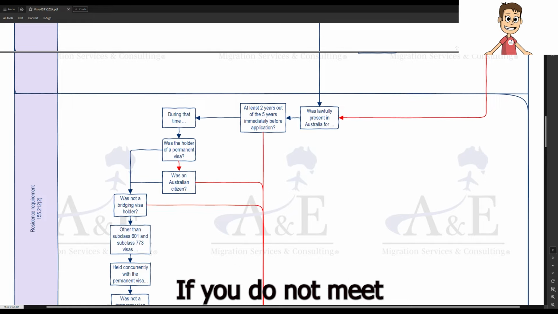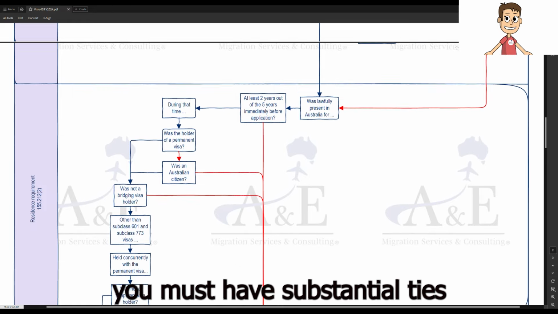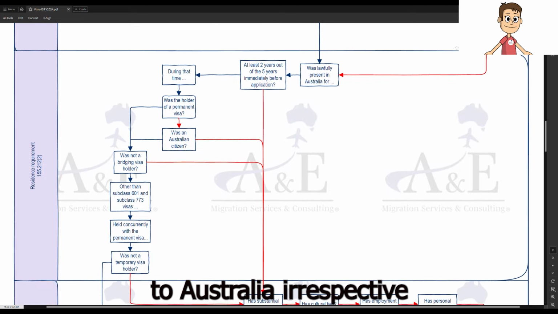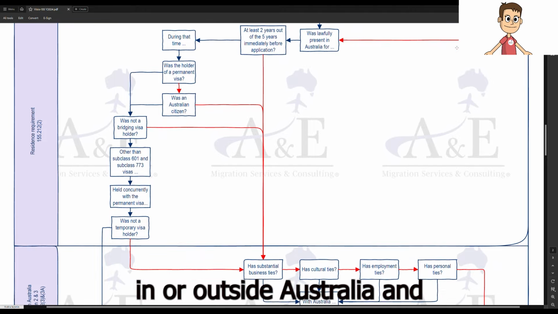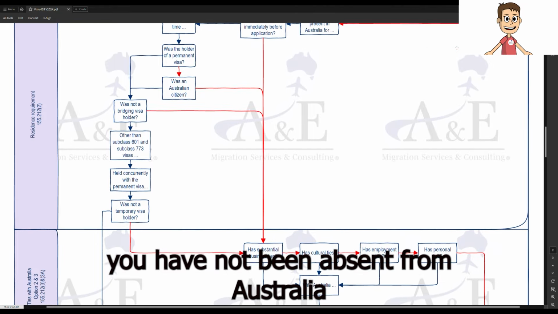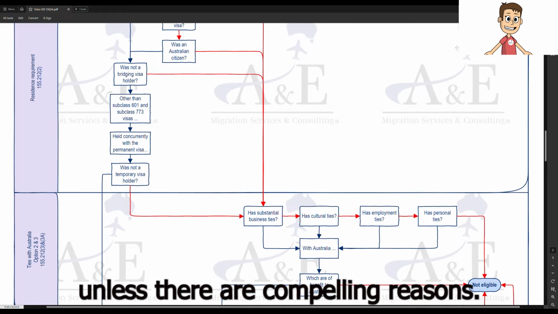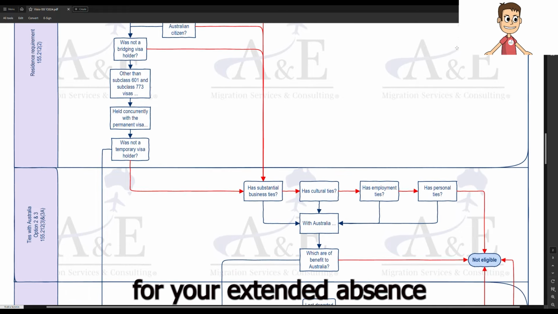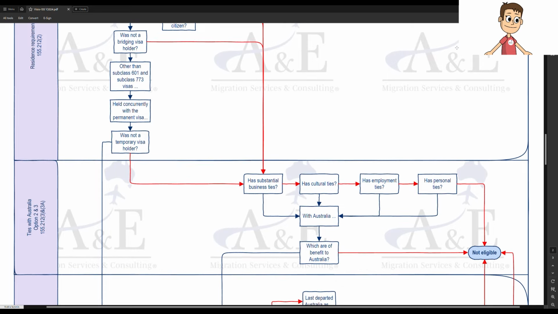If you do not meet the residence requirement, you must have substantial ties with Australia which are of benefit to Australia irrespective of whether you are currently in or outside Australia, and you have not been absent from Australia for an extended period unless there are compelling reasons. Examples of compelling reasons for your extended absence from Australia may include the following.